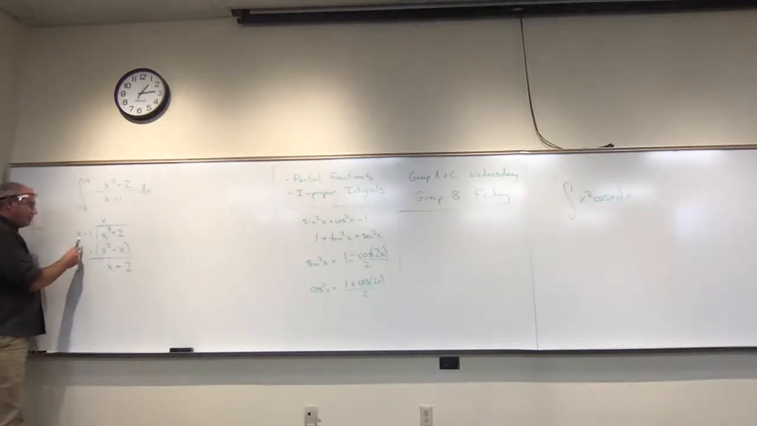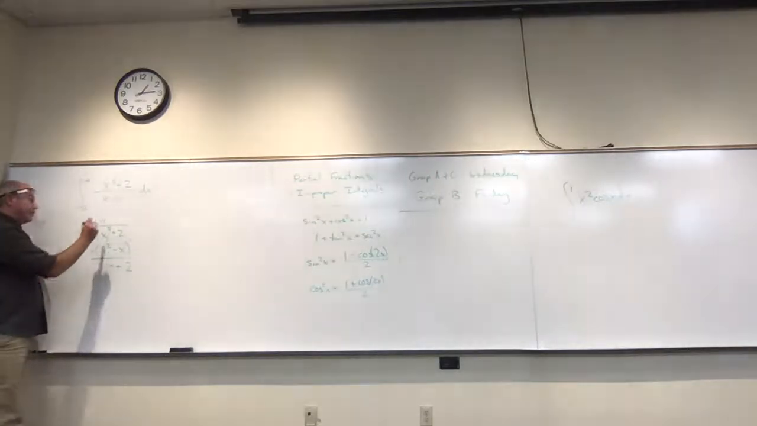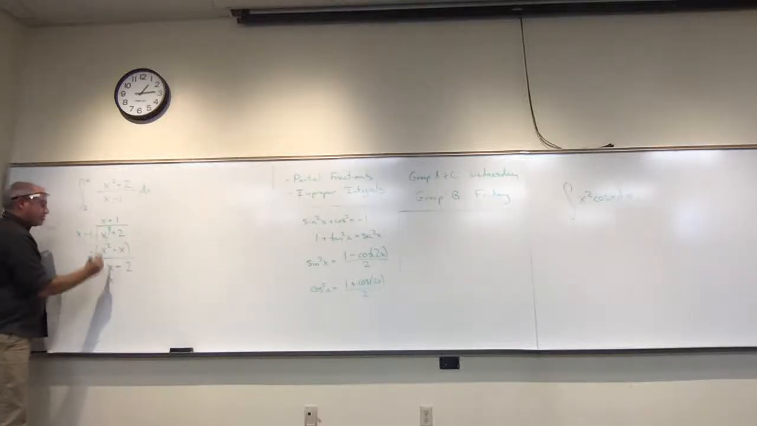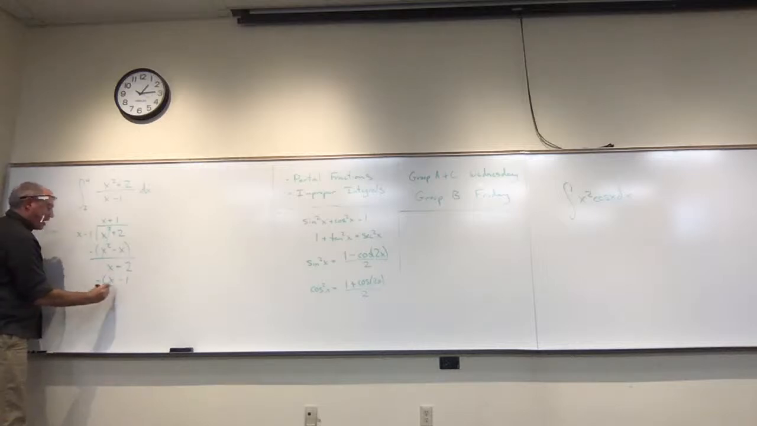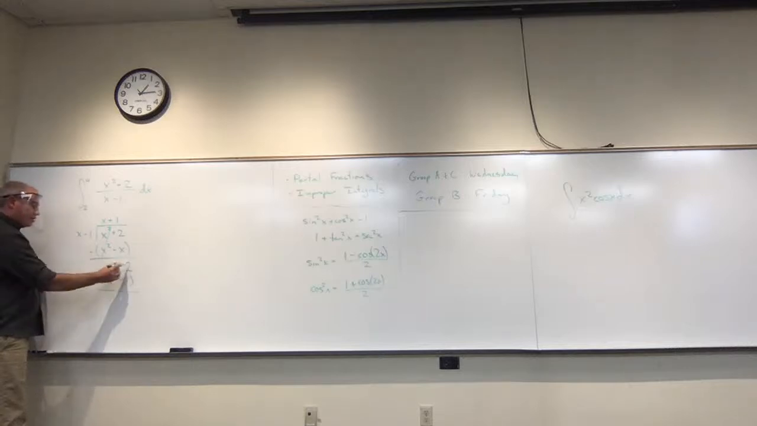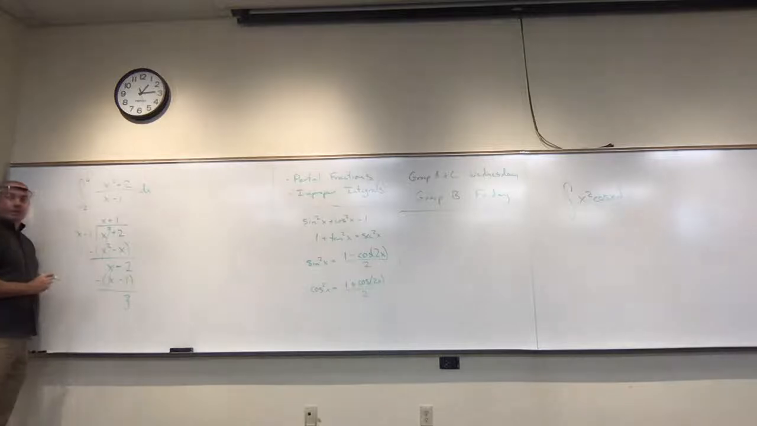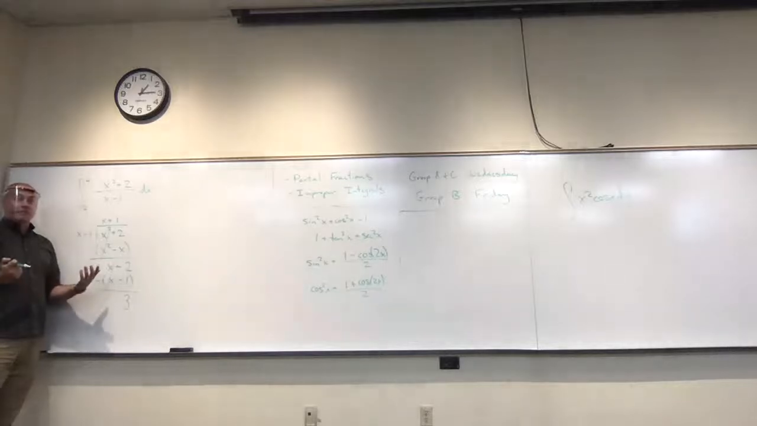Then I say how many times does x go into x? 1, so I add 1. Then 1 times x is x, 1 times minus 1 is minus 1, and I subtract. x minus x is 0, and 2 minus minus 1 is 3. And how many times does x go into 3? It doesn't, so we're done.